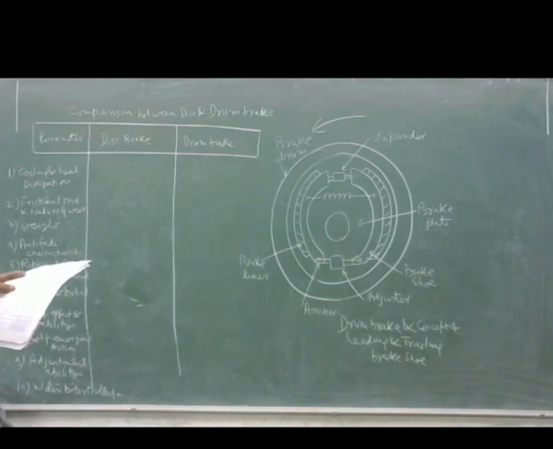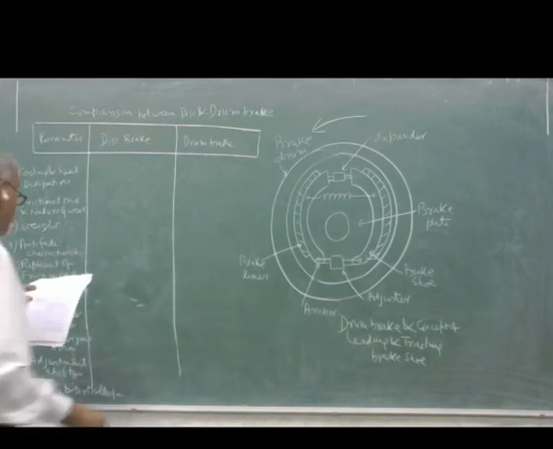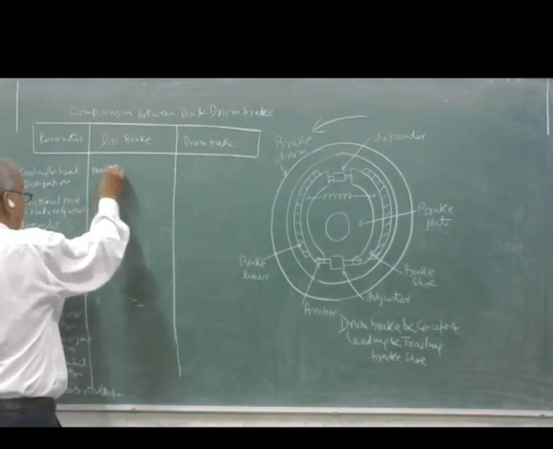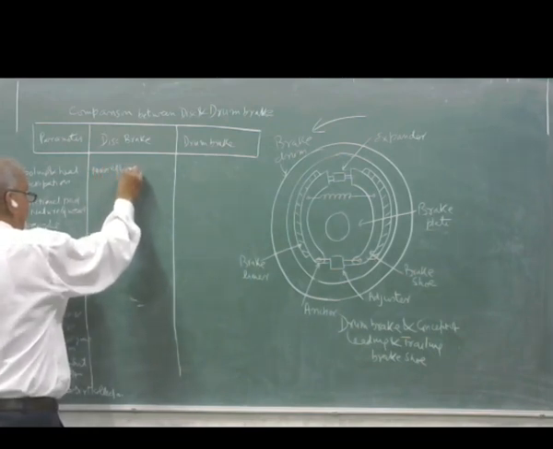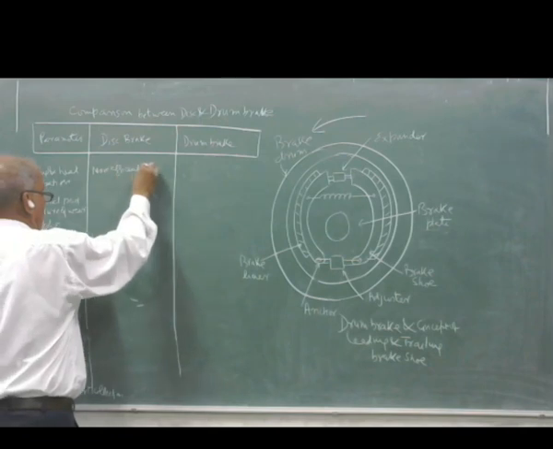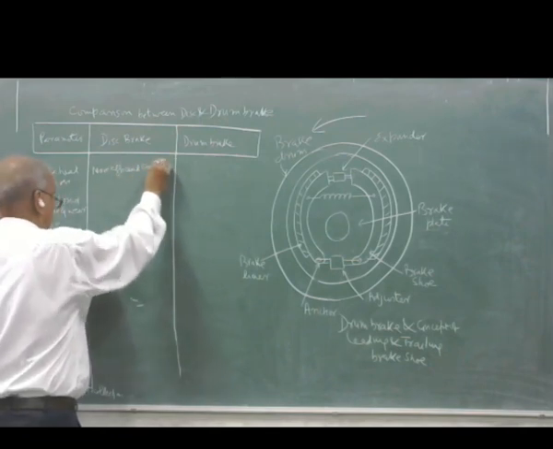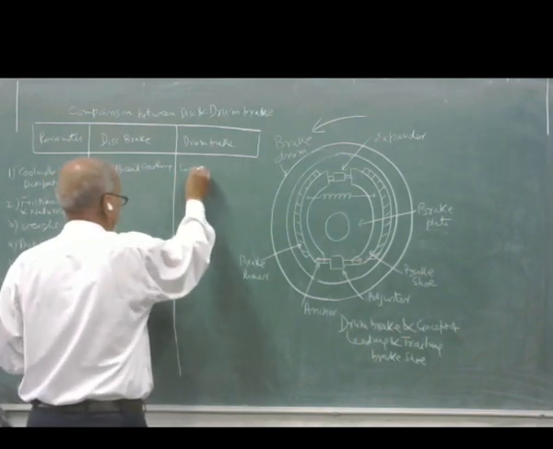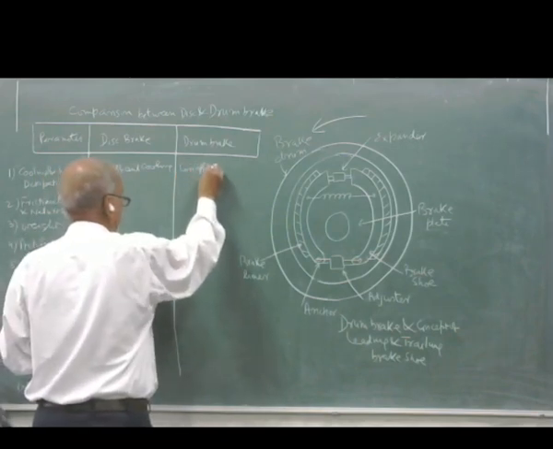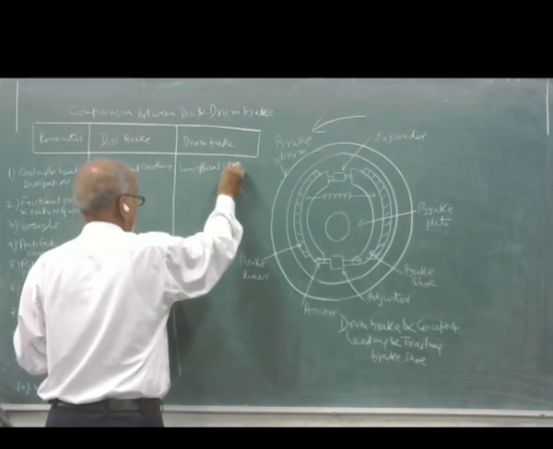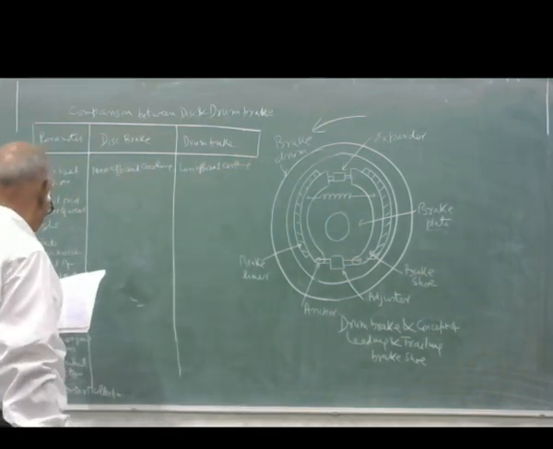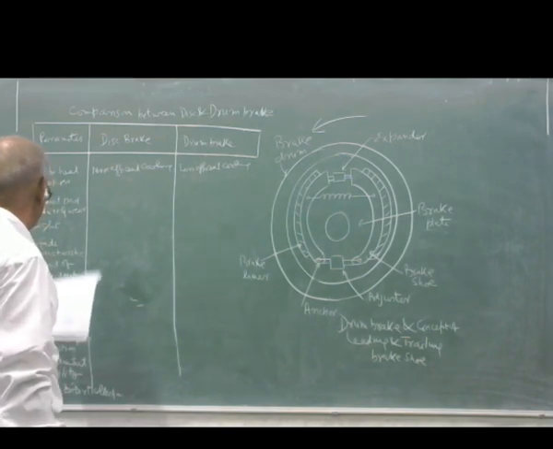First point, cooling and heat dissipation. In this, more efficient cooling. Then in the drum brake, less efficient cooling. First point was that. Second point, frictional pad and nature of wear.